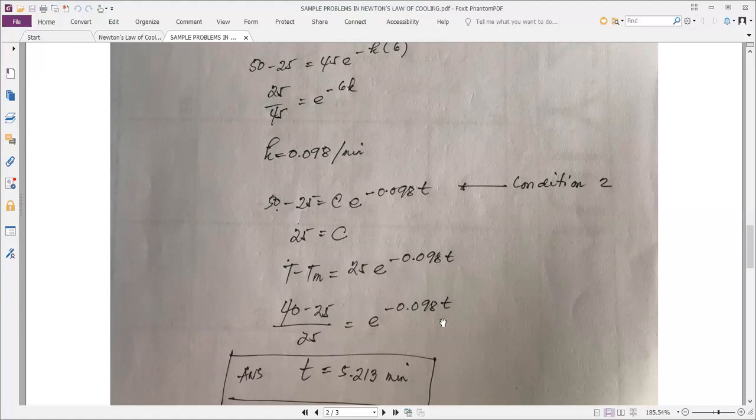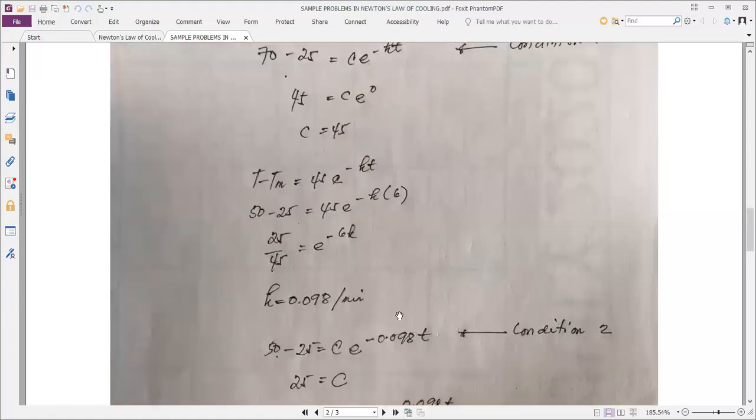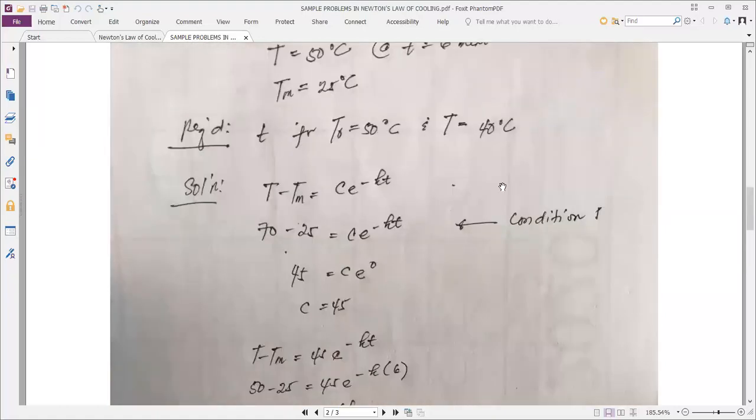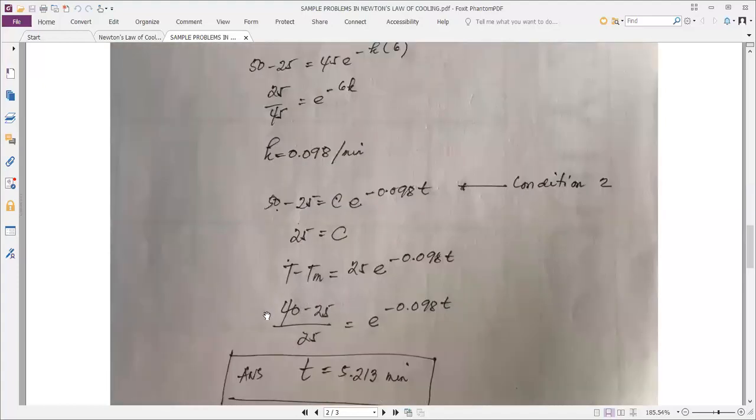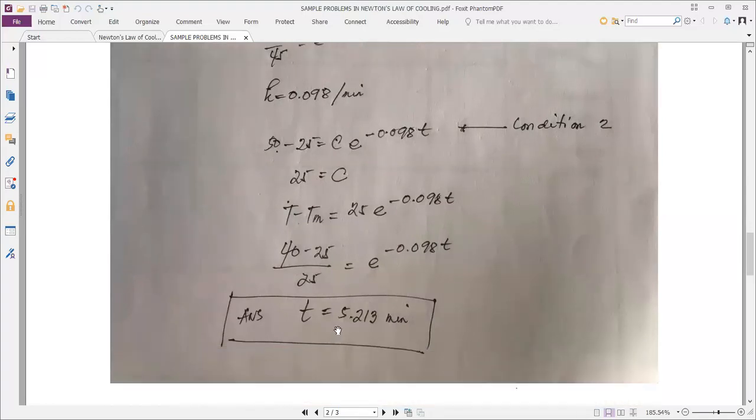So now I would want to know the time for my object to cool down from 50. It says here from 50 to 40. So now I place here a new T, which is the 40. I still have a TM of 25. I now use the C, which is 25. And there you go. The time is 5.21 minutes. Isn't this the same as the value that if you do subtraction, this is the same value, right?